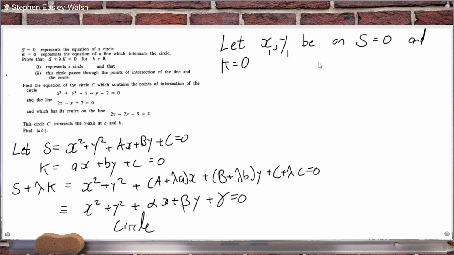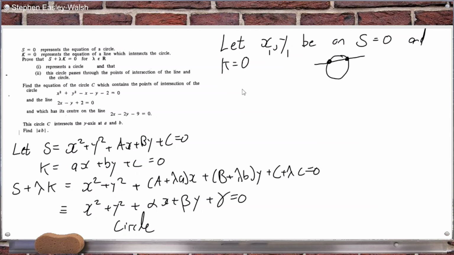So, in other words, S equals 0 is the circle, K equals 0 is the line which intersects the circle. It doesn't say if it intersects it once or twice. Once or twice. So (x1, y1) is one of these points here. And we have to prove it's on the circle we just found.